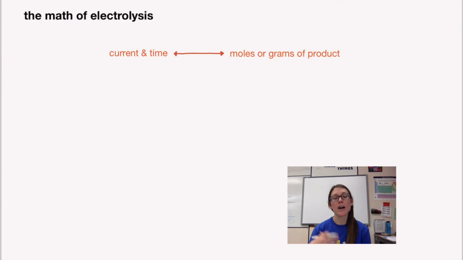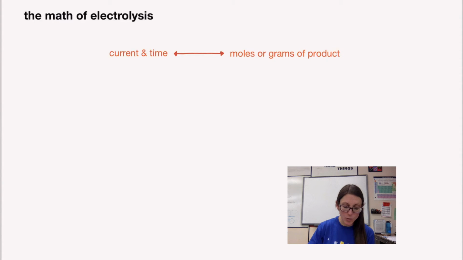Often we want to know not only what's going to be oxidized and what's going to be reduced during electrolysis, but we also want to know how much product we're going to make. Or perhaps I want to know how long I'm going to have to carry out the electrolysis to make a particular amount of product. Okay, let's talk about the math here. It turns out there are just two key relationships you need to have in order to do this.